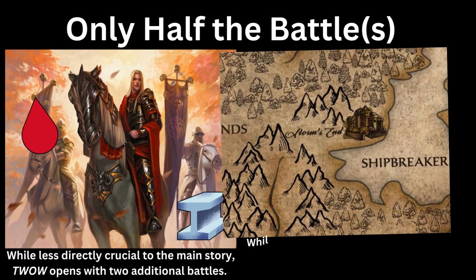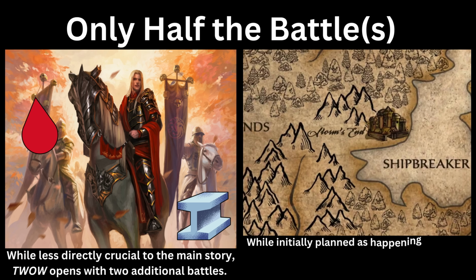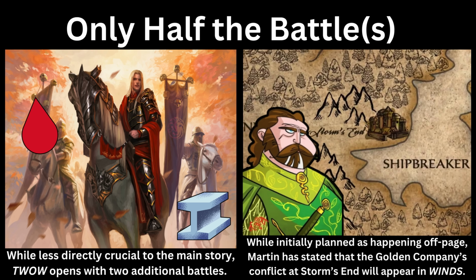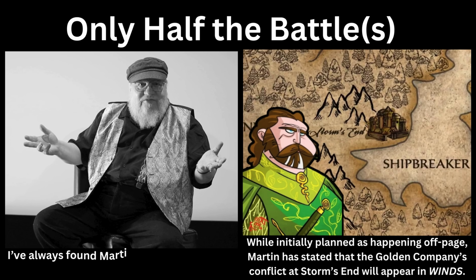We know that at least one of them will be on page. The Battle of Seal, which is the Golden Company's taking of Storm's End, or possibly defense of Storm's End against the forces of Mace Tyrell, will be on page. Martin has said that he initially planned for it to be off page, but has since changed his mind.